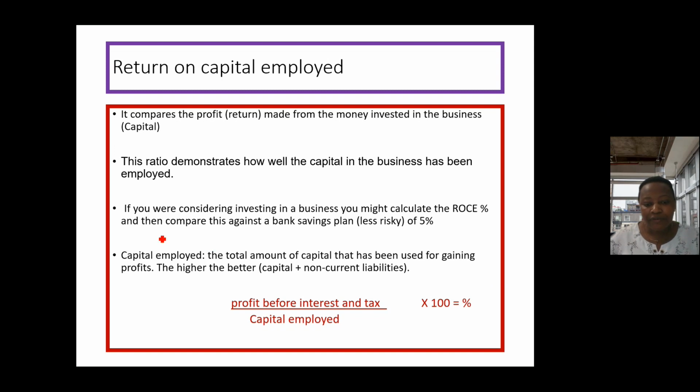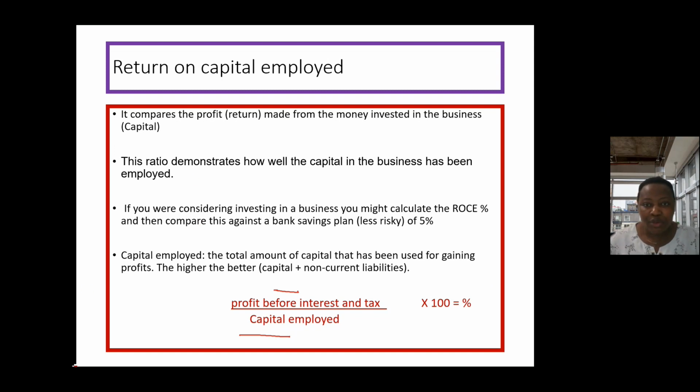So we're going to be using our profit before interest and tax. We divide that by our capital employed and multiply it by 100. The difference between your return on capital employed, which is your whole capital, and return on equity is that in capital employed, you're looking at all of the capital that has been employed in the business. But with return on equity, you're just looking at the equity amount, and that is net profit divided by equity, multiplied by 100.